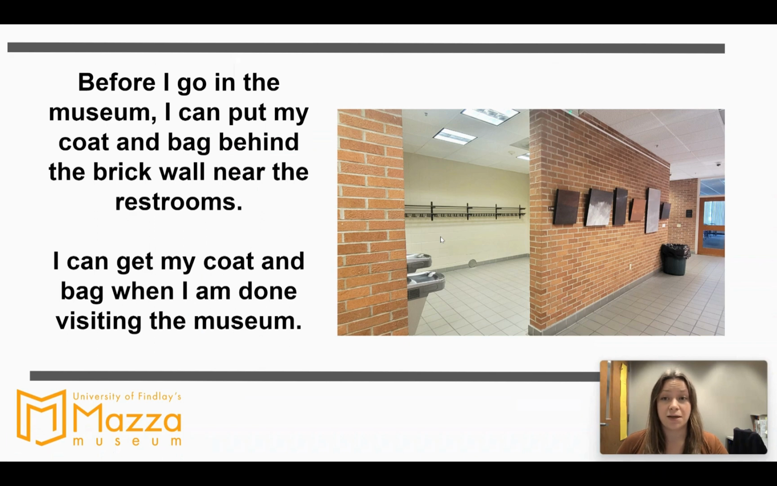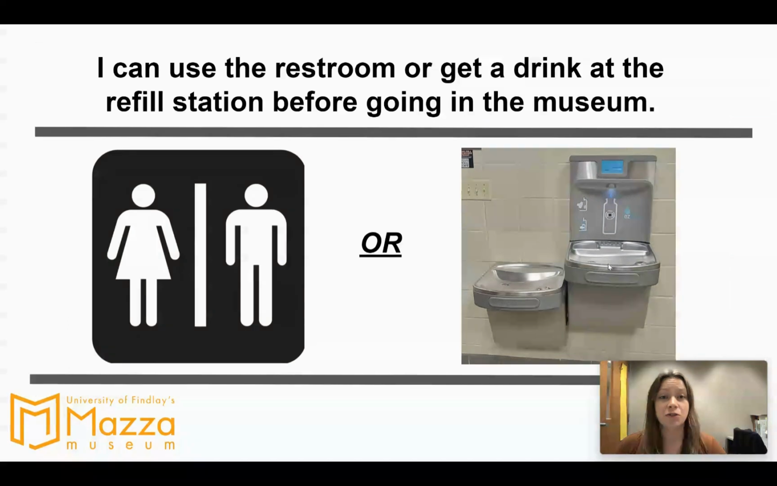Before I go in the museum, I can put my coat and bag behind the brick wall near the restrooms. So seeing the brick wall, letting them know this is the brick wall we're referring to. The restrooms must be back here. I can see where I can hang my coat and put my bag. So giving them an idea of that in the meantime. I can use the restroom or get a drink at the refill station before going in the museum. So showing them you have an option. You can go to the restroom or you can get a drink.